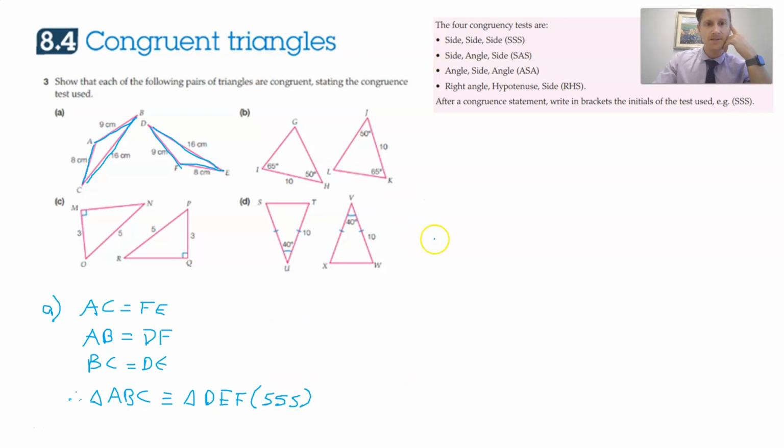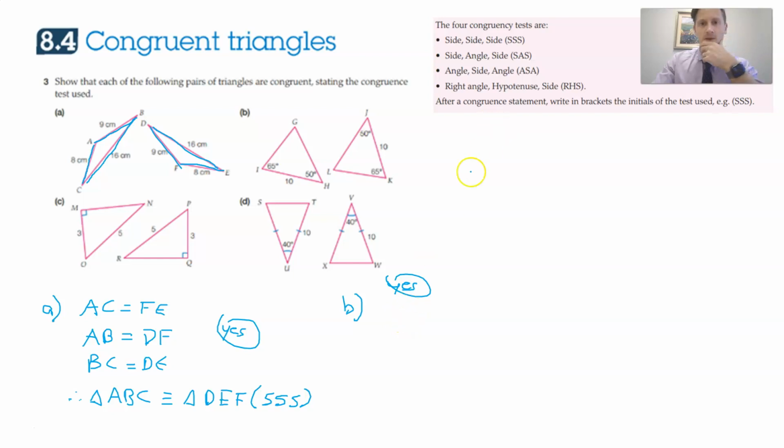Okay, done and done. Question B, we've got an angle, 65, which corresponds to this angle here. We've got a 50, which corresponds to this angle here. And in between the 65 and the 50, we have a side of 10. Okay, so should I say yes, they're congruent? Yeah, I'm supposed to say that. So for B, I'm going to say yes, straight away.